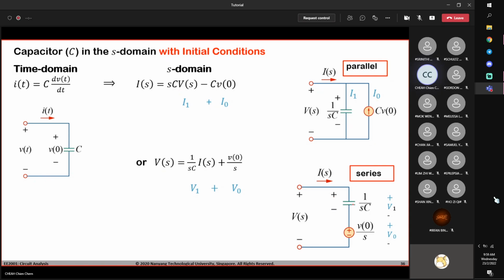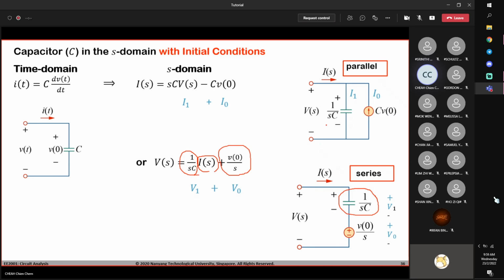Now the first one is still the same. Notice that it is still 1 over SC. The second one represents the initial conditions, V0 divided by S. So V0 divided by S plus V1. V1 is just the impedance law, I times Z, where Z is 1 over SC. This current multiplied by this will give you V1. Actually this one is easier to remember. Later on I will explain the way that you can remember this.